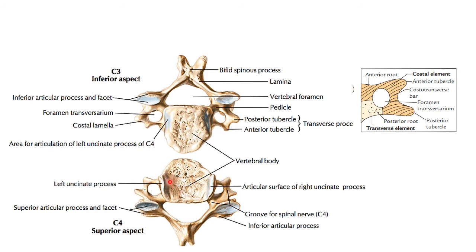These are synovial joints, and they are called the uncovertebral joints. This is the uncinate process and this is the other vertebra. So they form a joint which is called the uncovertebral joint, and the other name is the joints of Luschka.